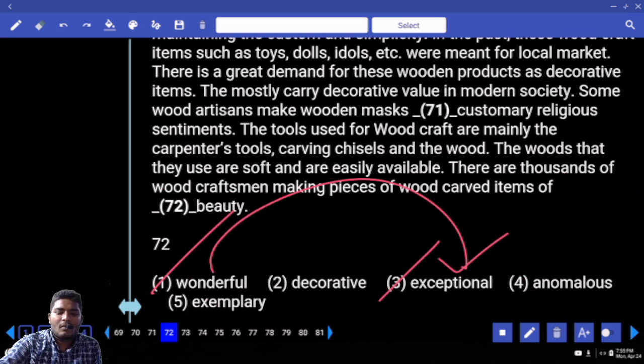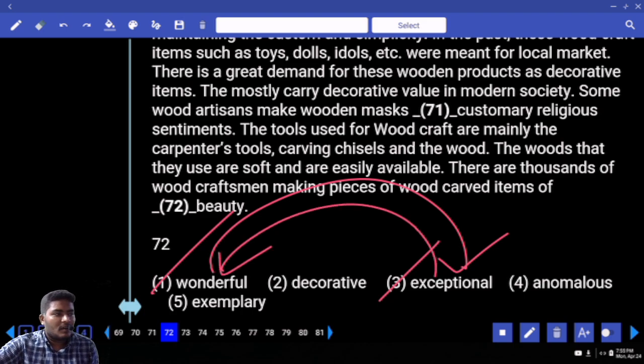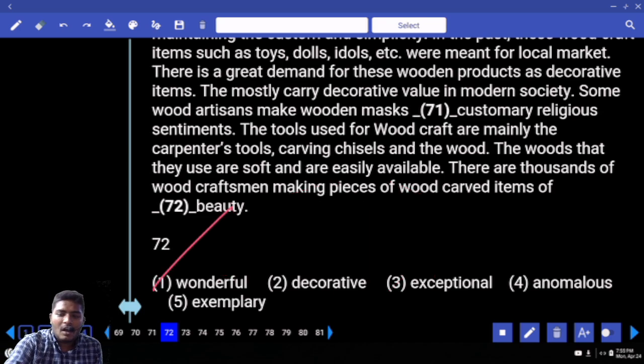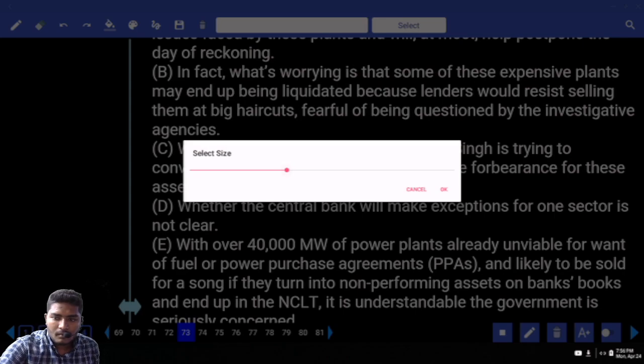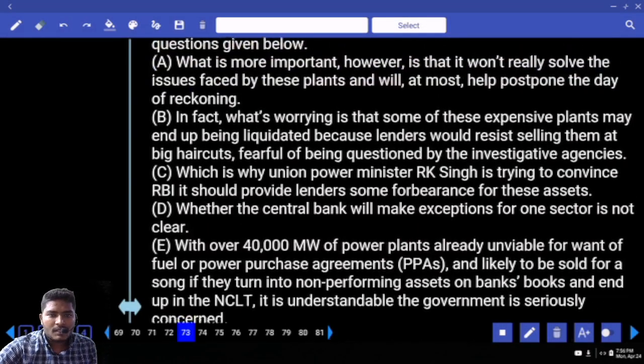What does it mean by wonderful? Exceptional. What does it mean by exceptional? Wonderful. Actually, you can take these two words. We cannot eliminate any one. So you can go for 1 or you can go for 3. Exceptional beauty or wonderful beauty. No problem. Next, move to 73. Your favorite section. What is this?